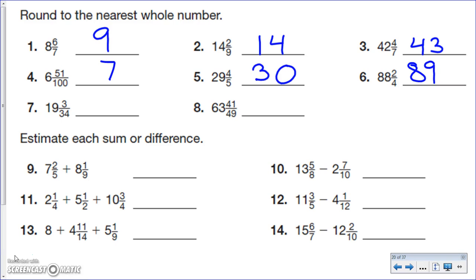For 7, we have 19 and 3/34. 3/34 is less than 1/2, so we're going to round down to 19. Finally, for number 8, we have 63 and 41/49. 41/49 is greater than 1/2, so we're going to round up to 64.